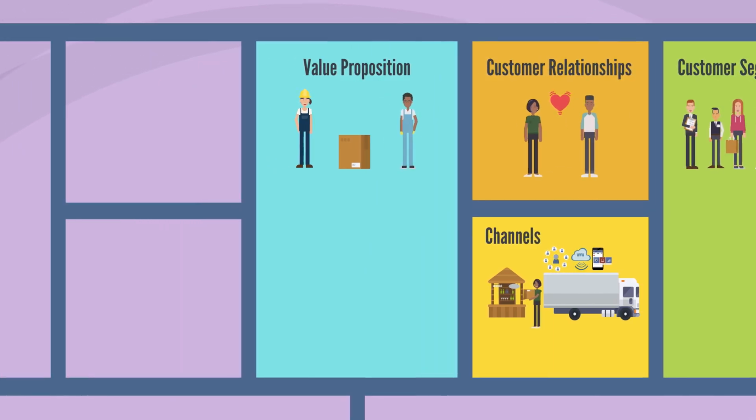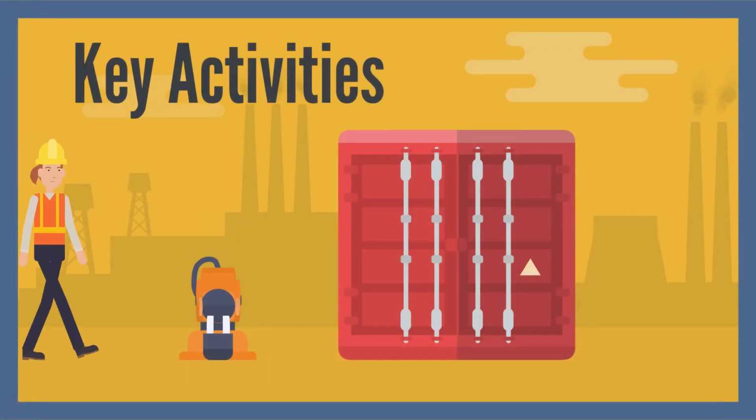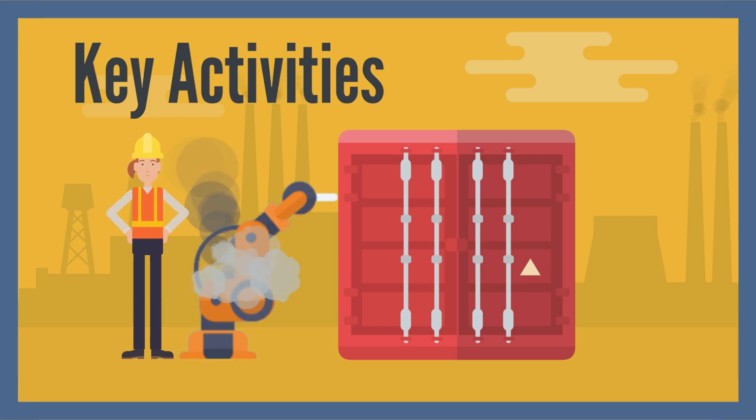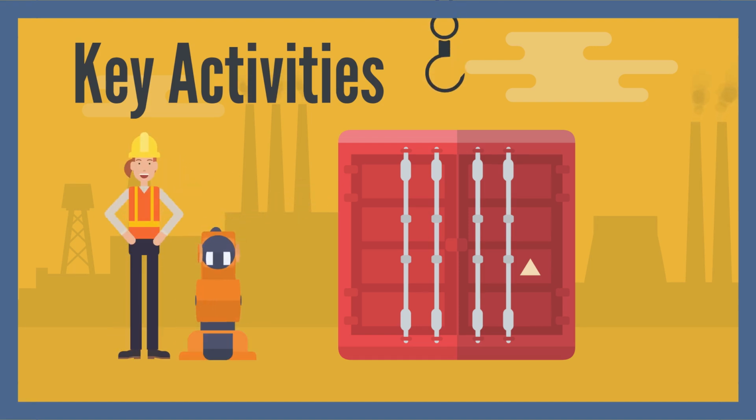We can now switch our attention to the back end of the business. The key activities block describes those things that you need to do to be successful. They are the things that you do that are essential to delivering your value propositions and that make the business work.